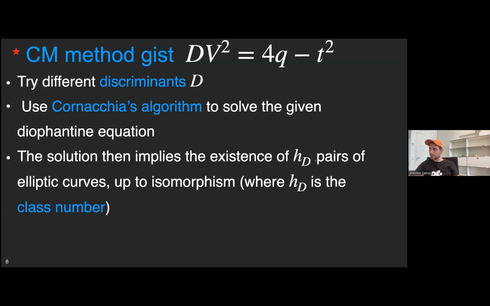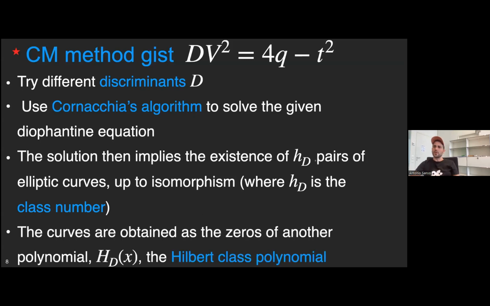Something that is not important for this talk, but for people who are into number theory, this H_D is nothing else than the class number of the imaginary quadratic field of this discriminant. But if you don't know what it is, forget about it. The important thing is that once we know the existence of H_D pairs of elliptic curves, we can actually find these curves by computing the zeros of something called the Hilbert class polynomial. All this seems pretty complex, and from the point of view of mathematics, pretty deep. But doing this with a program like Sage is super simple.